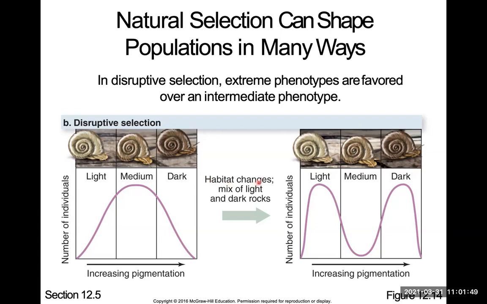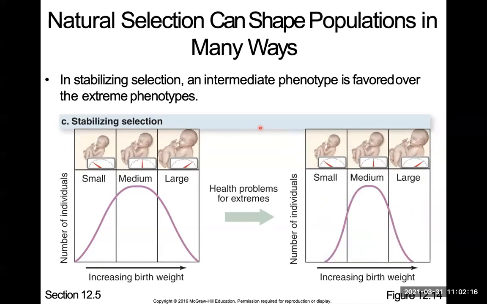And the habitat changes. So this was the original, where there were all types of rocks, and then the habitat changed. Now you only have dark color rocks and light color rocks. So in disruptive selection, this allele in the population goes down because it's not favored by natural selection. So you have more of light and dark. So extreme phenotypes are favored, but this one is not favored. So that's disruptive selection. Then we have stabilizing selection.